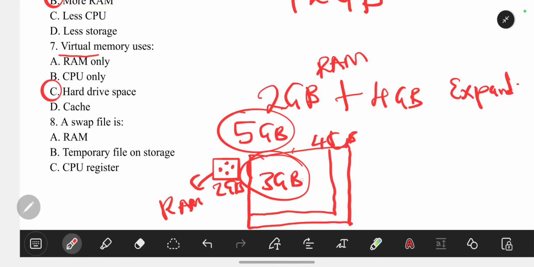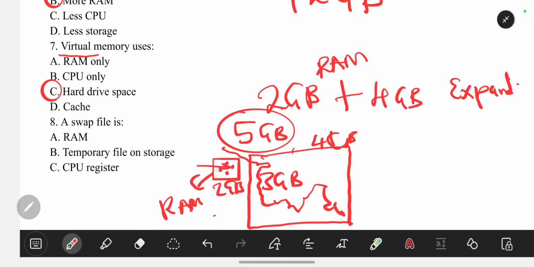Now, when this is frequently used, it makes the computer slow, because it is very difficult to get information from the bigger storage. Let's say the information is here. The computer has to move, look for the information, collect that information, then display. But RAM is small, so the computer can just find the information and display it like that. So that is the operation.